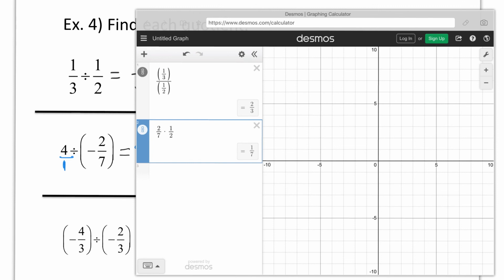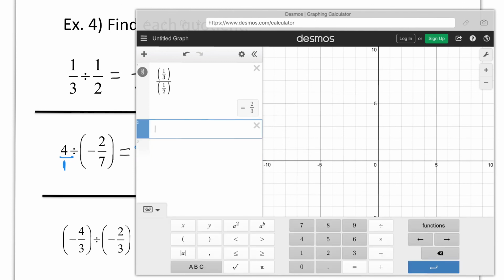You guys can divide fractions. I'm going to do the next one because the next one, remember, we had a whole number, 4. So in decimals, you don't have to even turn that into a fraction. You just put it as 4 divided by, you guys can use your parentheses, negative, don't forget the negative, 2 over 7. And you close parentheses. And that's my answer. Negative 14.